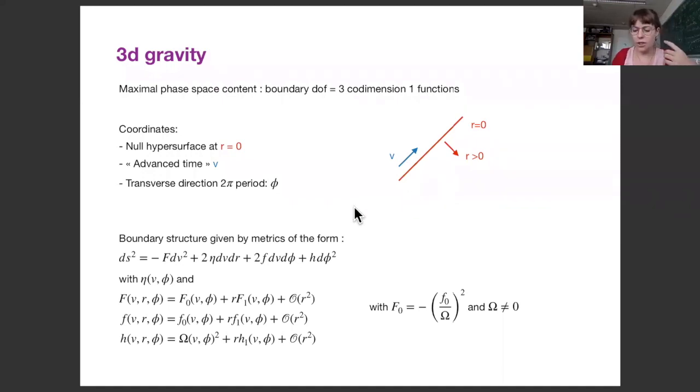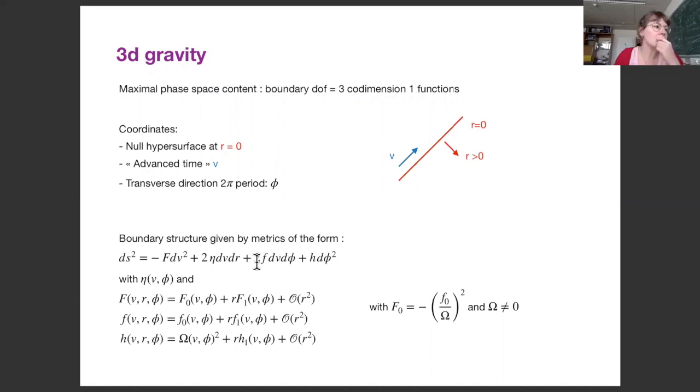So I choose a certain gauge, and the boundary structure that I give is the following. You see you don't have terms in g_rr nor g_rφ. And the term between the advanced time and r is just a function of v and phi. And all these other functions, big F, little f, and h, are functions of all coordinates. And I expand them in powers of r. Because I'm in 3D, I can solve the equations of motion exactly, but just for readability reasons, I didn't write all of the subleading terms here.